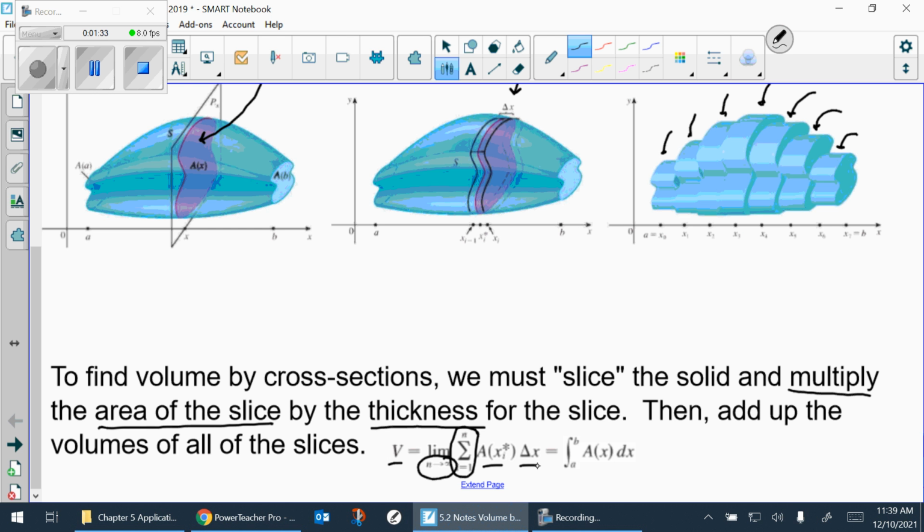But our tool for adding an infinite number of things together, areas times thicknesses or volumes, is the integral. And all we have to do is tell the integral where we are starting and where we are ending, and it will go ahead and add all of these volumes together for us.